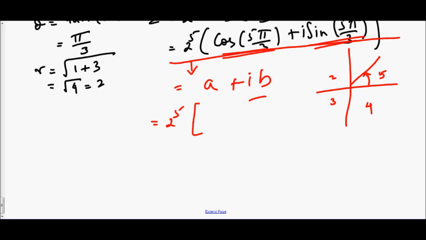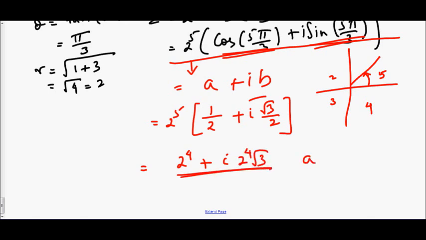Even if this is a paper 1 question, you can always do it without a calculator. So this is the same as pi over 3, which means cos pi over 3 is 1 over 2 and sin pi over 3 is root 3 over 2. So you can see that this is just 2 to the power of 4 plus i times 2 to the power of 4 times square root of 3, and this is of the form a plus ib. So this is as easy as that.